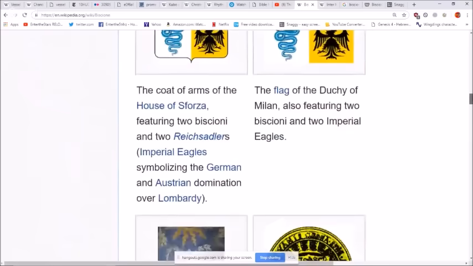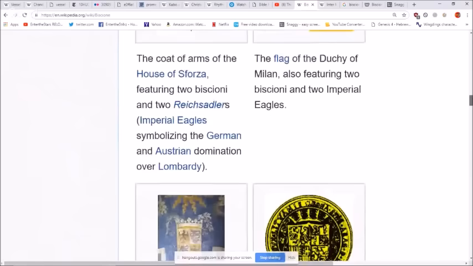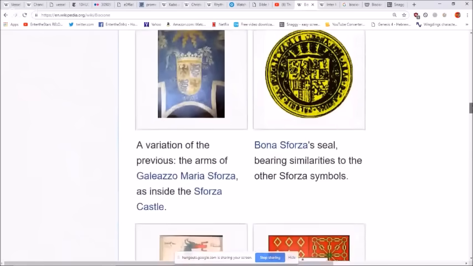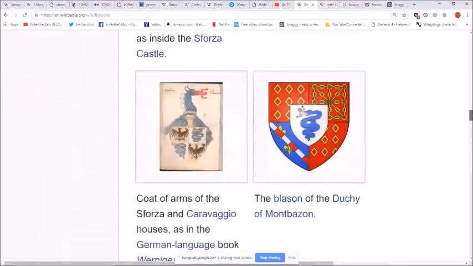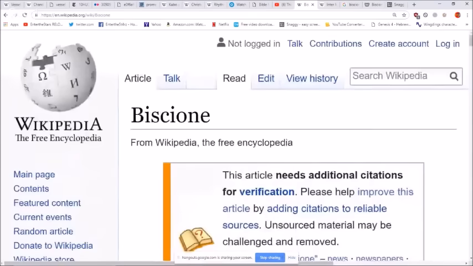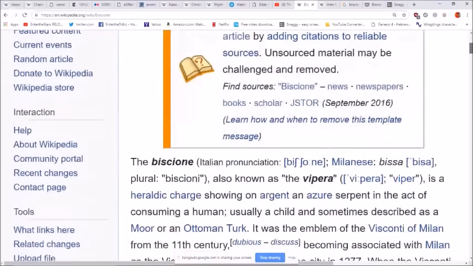Now, this may sound very disturbing, but you haven't even heard the half of it yet. So this is the seal. And again, it is a crowned serpent. Now, what is up with this seal and why is it so important?